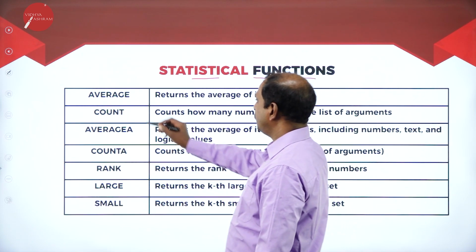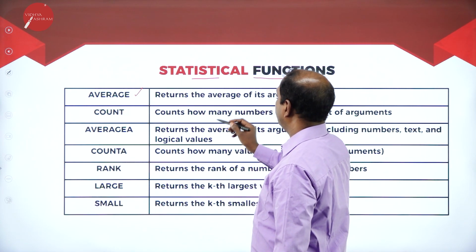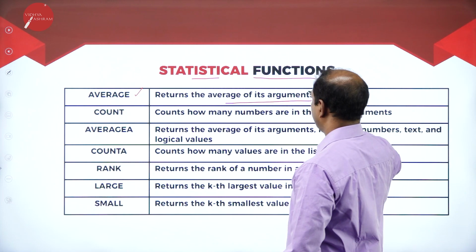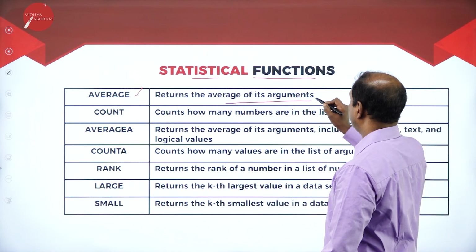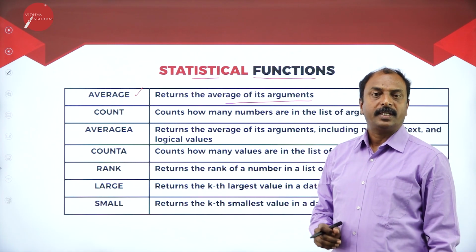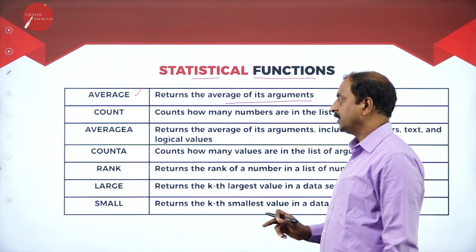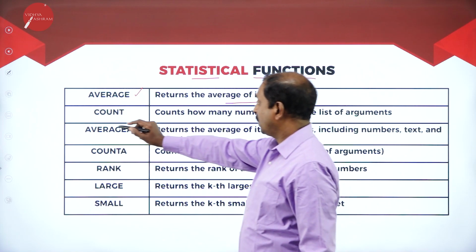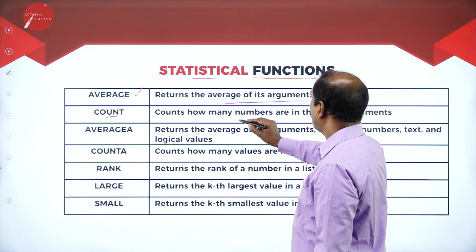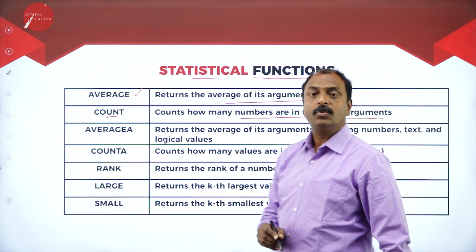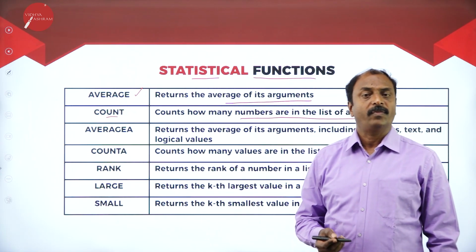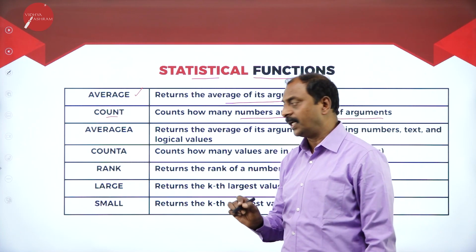And here, AVERAGE. It returns the average of its arguments, or as you have seen in the previous slide, the AVERAGE function returns the average of the numbers in that particular range. And similarly, the COUNT function counts how many numbers are there in the list of arguments. So it is only going to count how many items or values are present in that particular range.